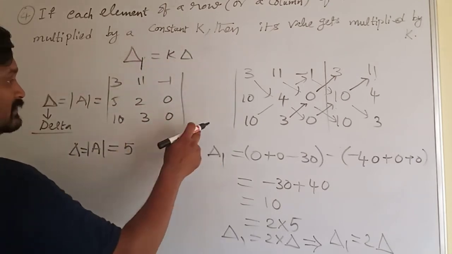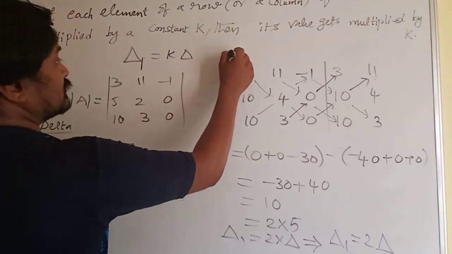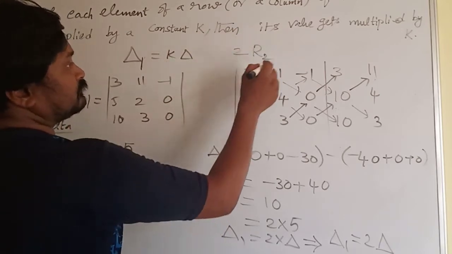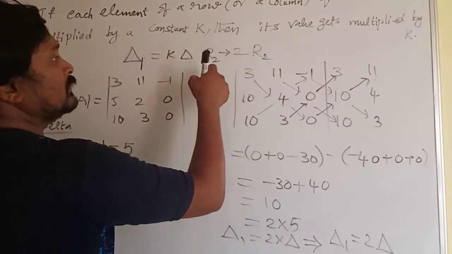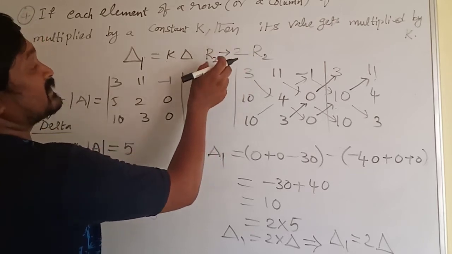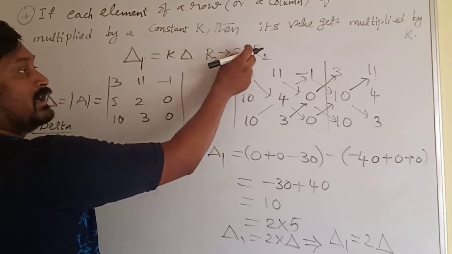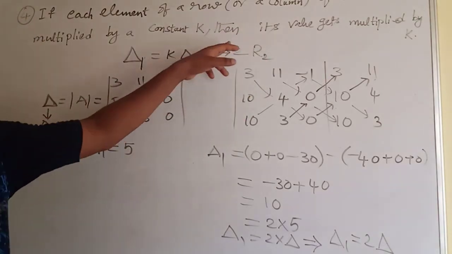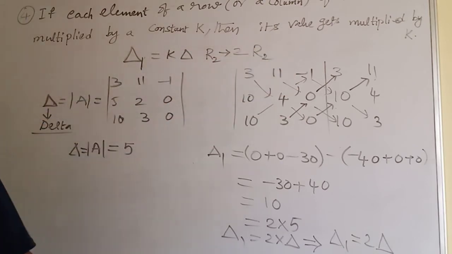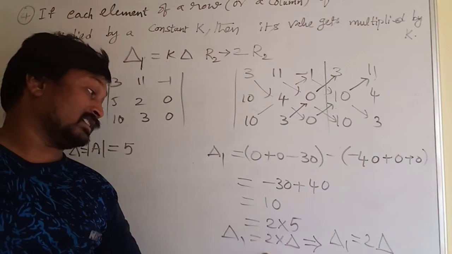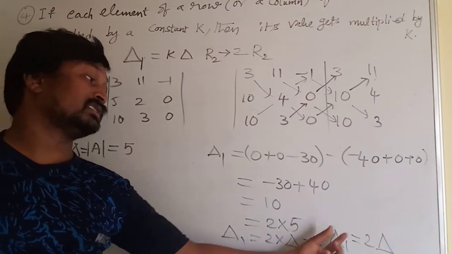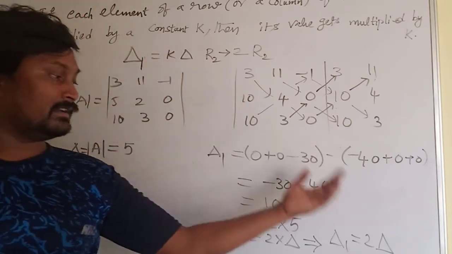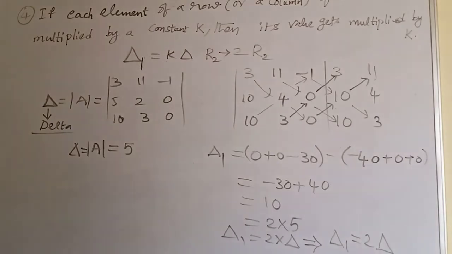I multiplied this total row, the second row, with 2. That means R2 is multiplied with 2. That is what I am saying. Normally it is R2, but the operation I did here is that 2 is multiplied with R2. So when you multiply, the answer of the determinant value is also multiplied with 2. If it is multiplied with n, you are going to get n times. So that is about this.